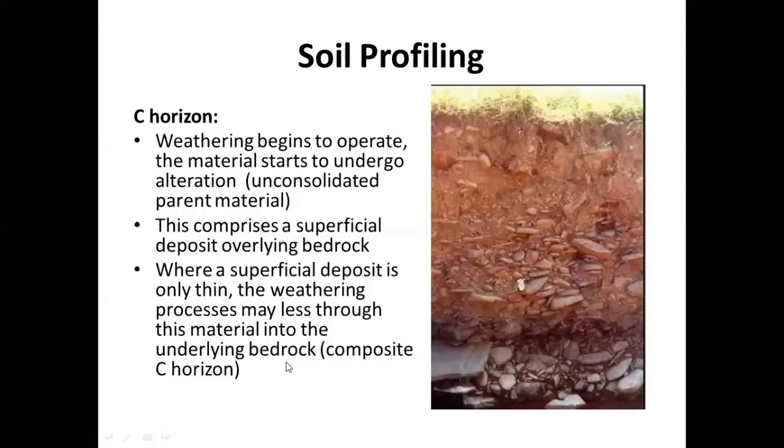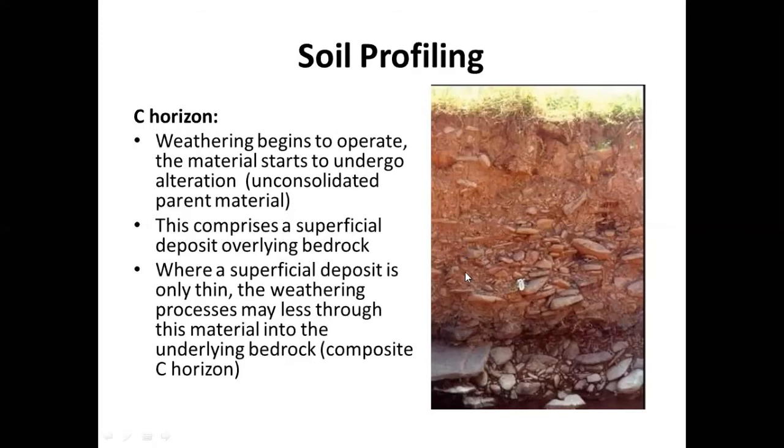Let's jump to the C layer, or C horizon. What is the C horizon? It is above the bedrock, where weathering begins to operate. Weathering actually starts in this horizon, and the material starts to undergo alteration, which we call unconsolidated parent material. In the right-hand picture, this is the unconsolidated parent material, and beneath that there is the bedrock. This comprises a superficial deposit overlying bedrock. This is nothing but a deposit of the parent material.